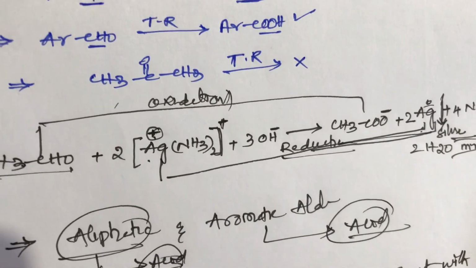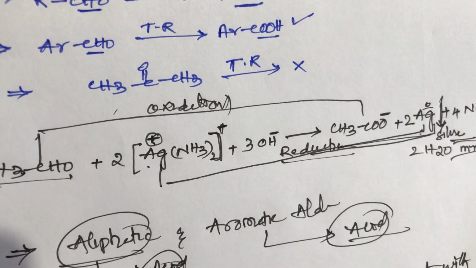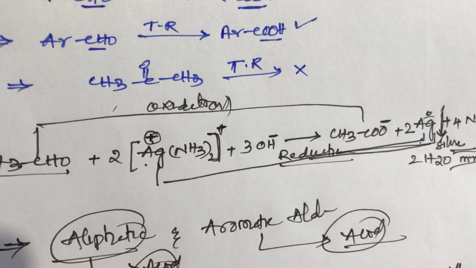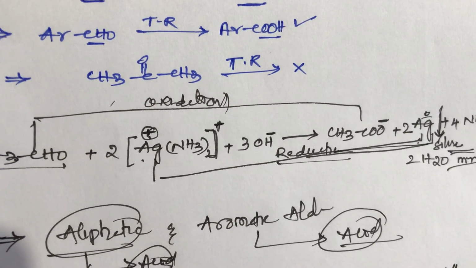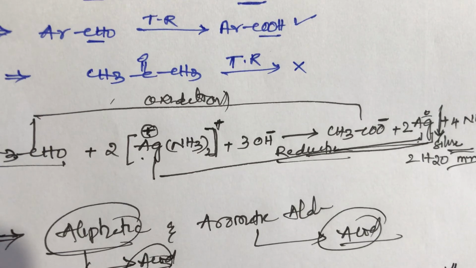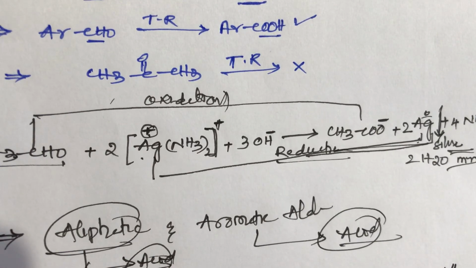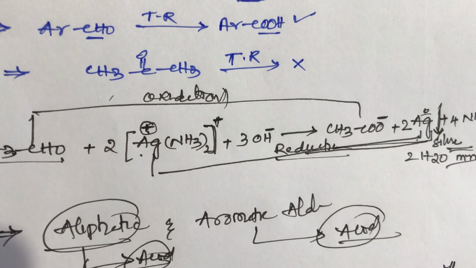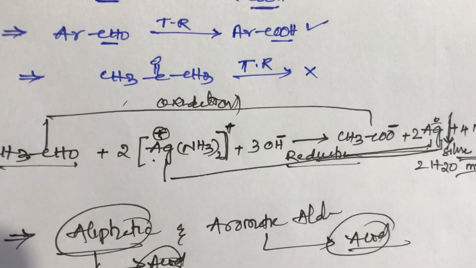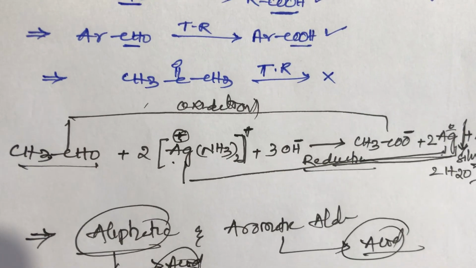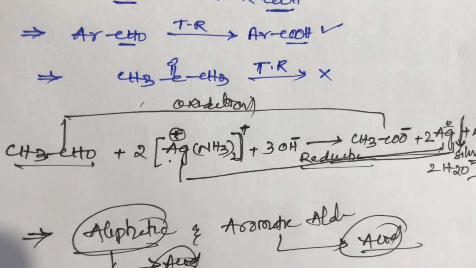So generally, Tollens reagent can oxidize aliphatic aldehydes and aromatic aldehydes, both giving acids, but ketones do not give a positive silver mirror test. You remember, student, ketones do not give a positive silver mirror test, but aliphatic aldehydes and aromatic aldehydes give a positive silver mirror test. This is the simple trick, student.